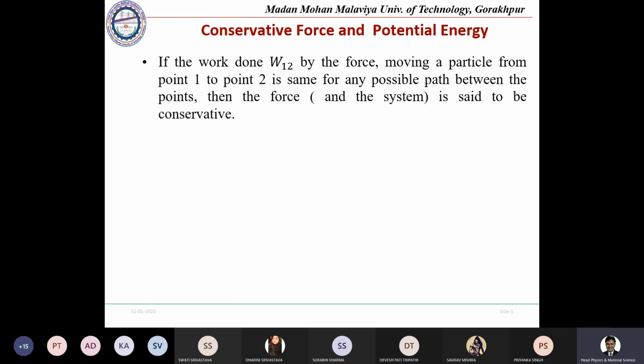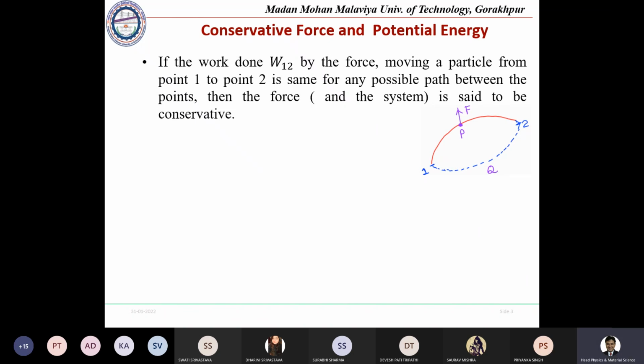So if we are doing the work to reach from one point to other point by any possible path, amount of work is same, then the system is known as the conservative system and the force is known as the conservative force. Just I have drawn this picture here.